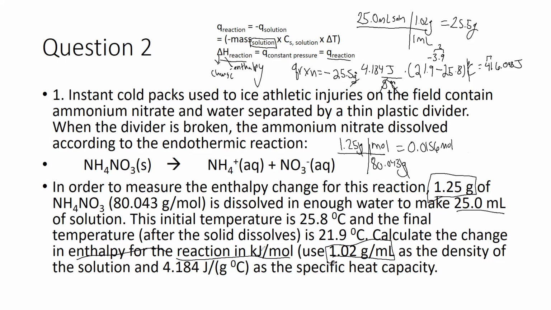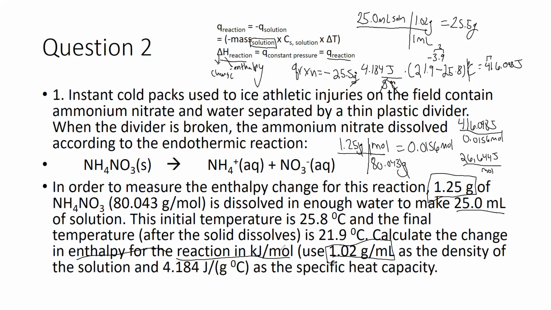Then I look, okay, I want kilojoules per mole. Right now I have joules and moles that are separate. So let me combine those two. 416.098 joules divided by how many moles I had, because I want kilojoules per mole eventually. So right now I'm making joules per mole. 0.0156 moles. That is 26,644 joules per mole.